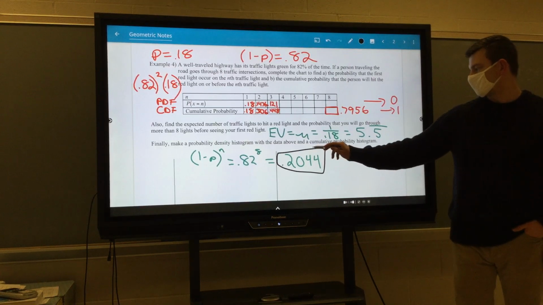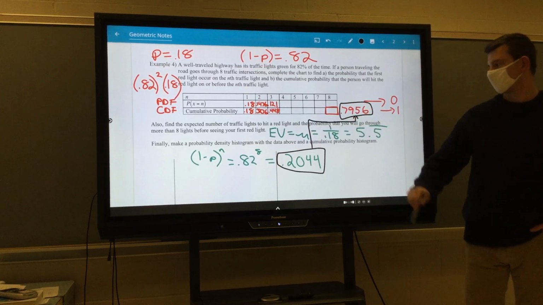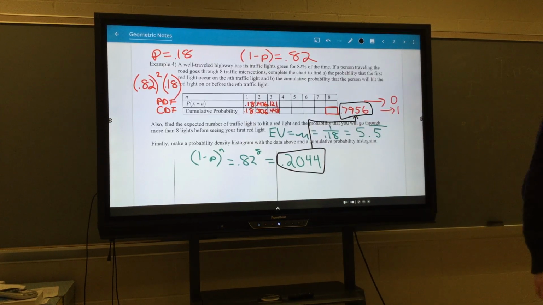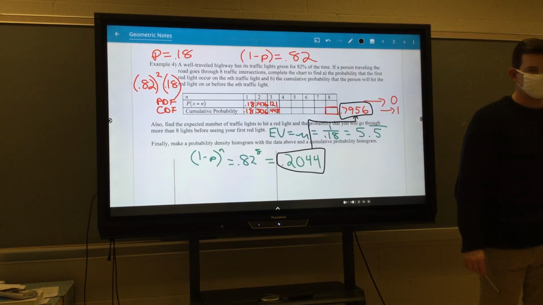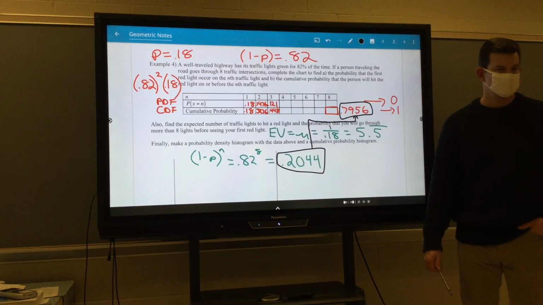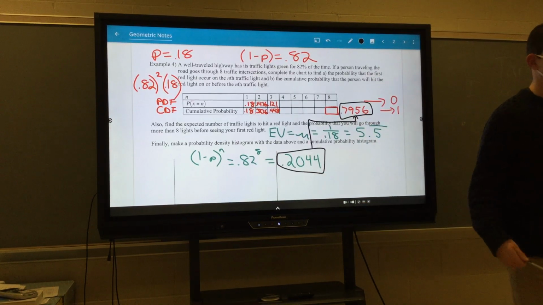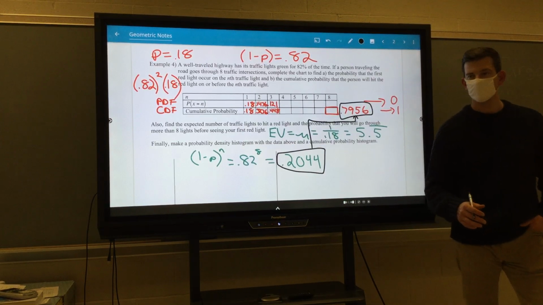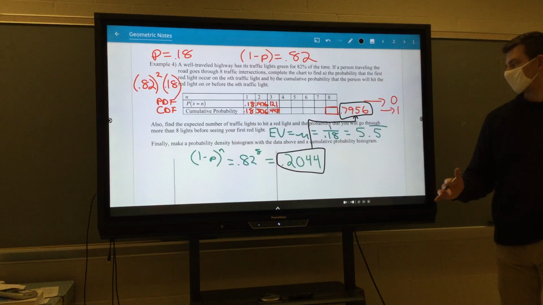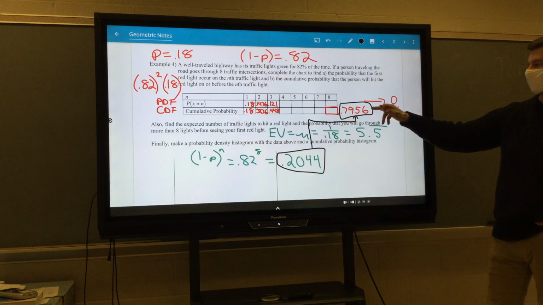What's the relationship between this number and this number? How are those two numbers related? Pretty much 80%, pretty much 20%. They're complements of each other. They add up to give you 100%, 1. Okay? Now that should make sense because this is the cumulative probability.